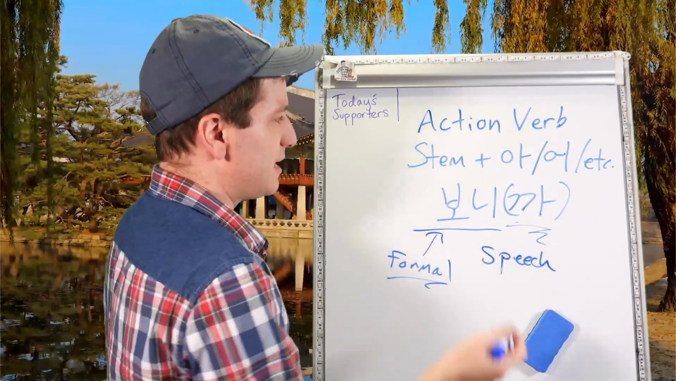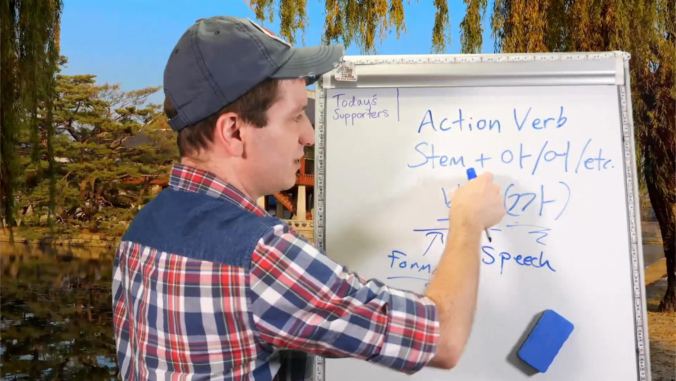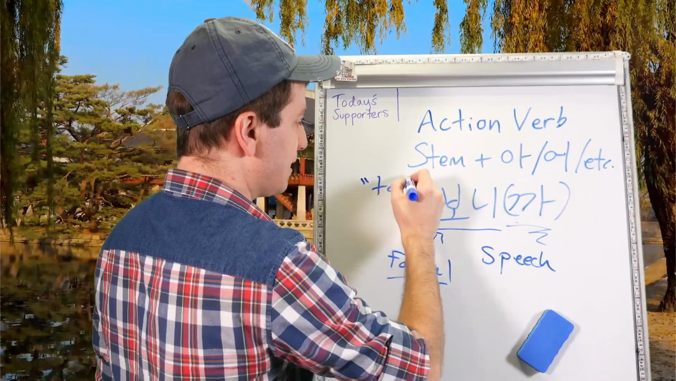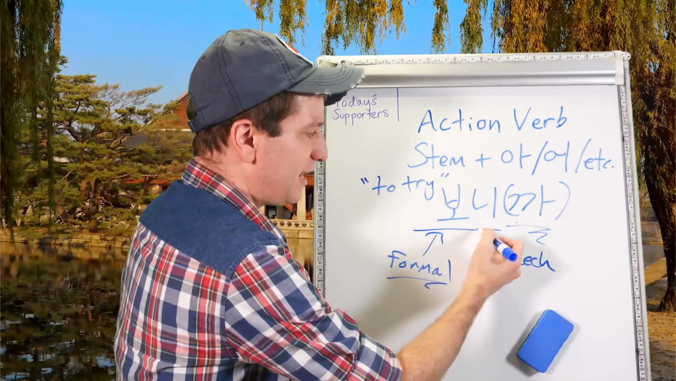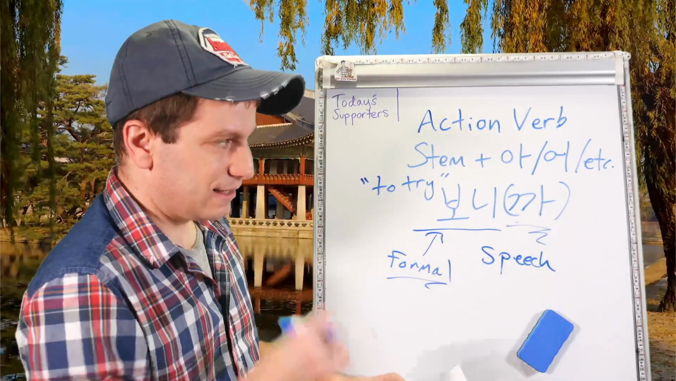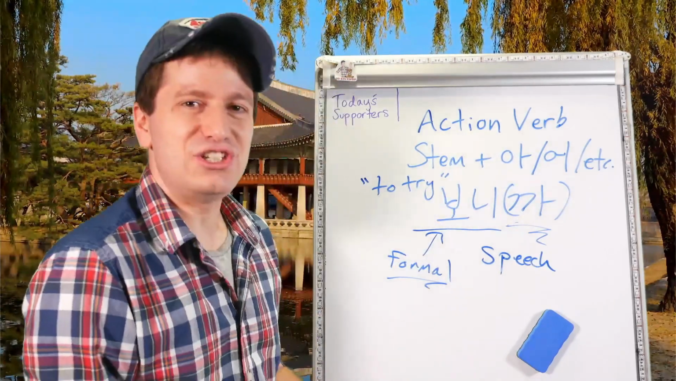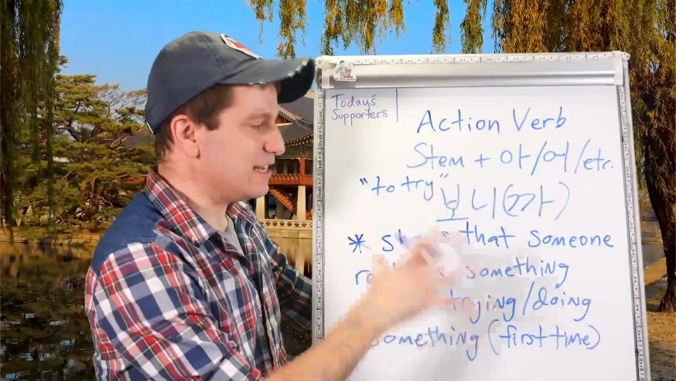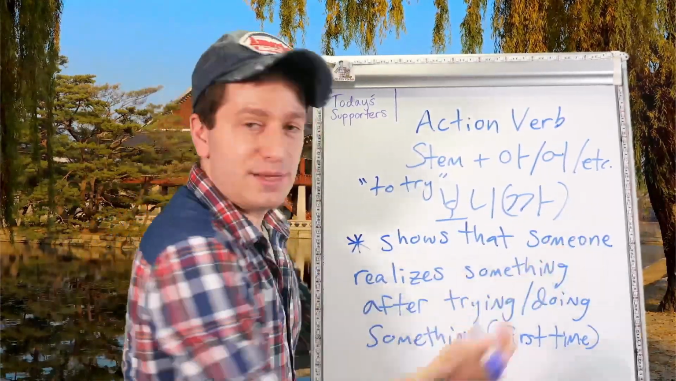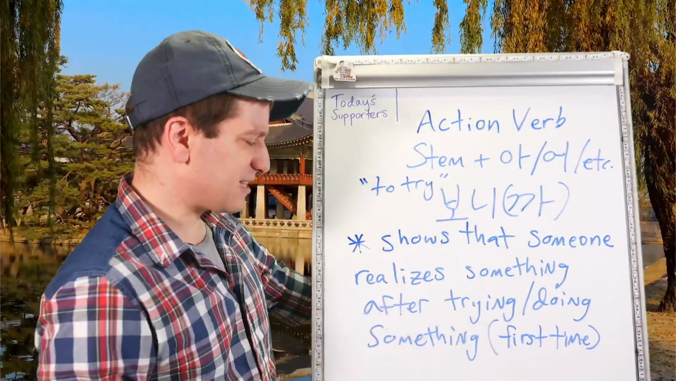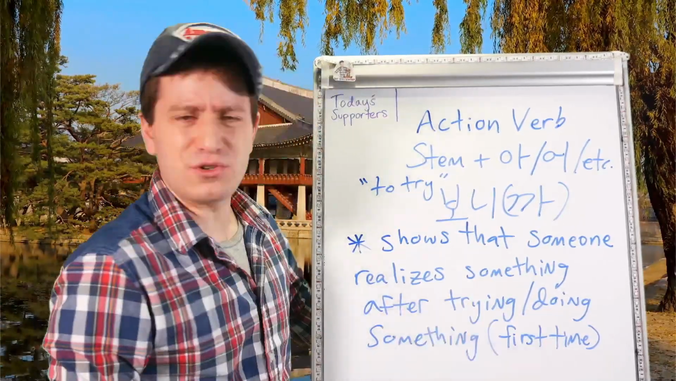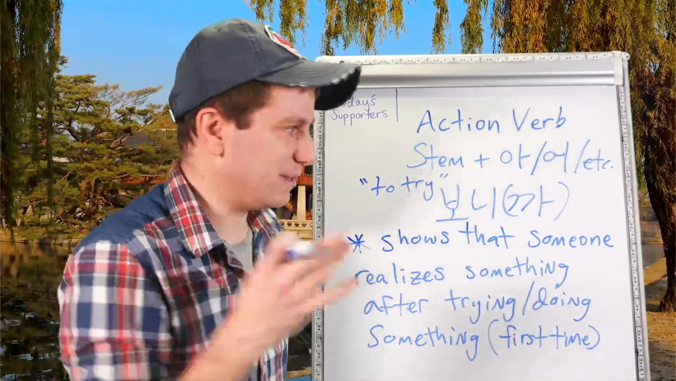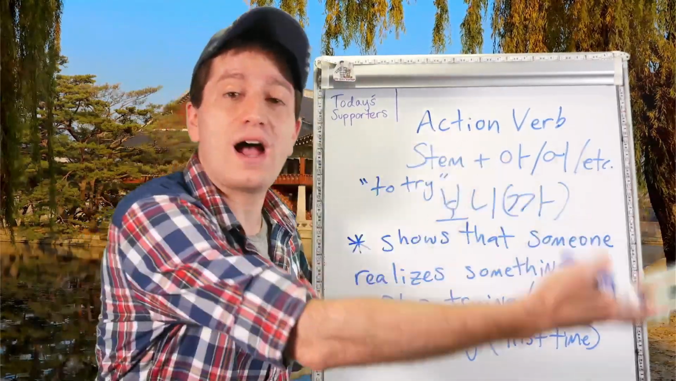So what this is a combination of the action verb conjugated with the verb 보다, meaning to try. And then it's also combined with the 니까 ending. Now the 니까 ending literally means because, but its usage is to show that you've realized something after doing something. This form shows that someone, typically the speaker, realizes something after they've tried to do something or after they've just done something. Typically, this will be for the first time, since the 보다 form is like you're trying it out.